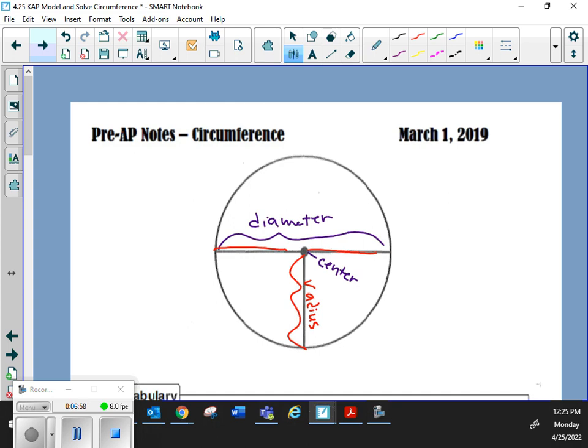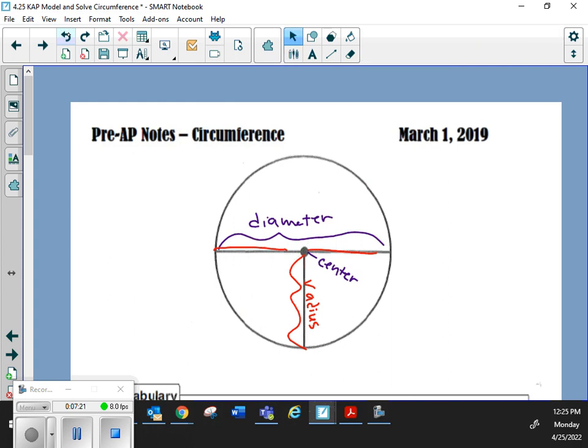Now, to clear up any misconceptions, the diameter does not have to be horizontal. The diameter could be diagonal, to go from here through the center to the other side. The only thing about the diameter is it has to go from one end through the center to the other. Same thing with the radius. The radius is just any line from the center to the edge. It's only half the length.